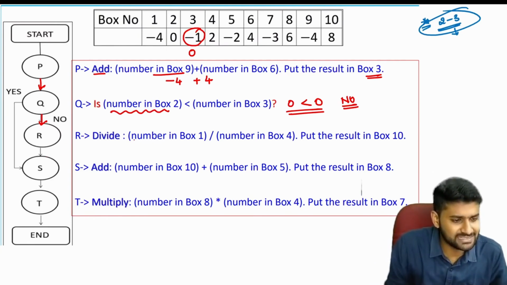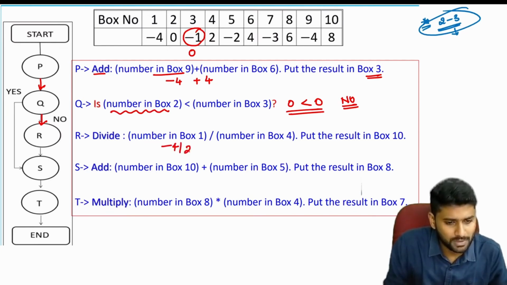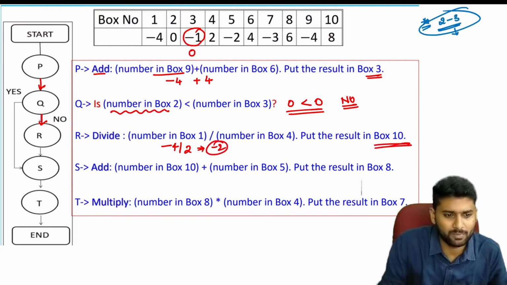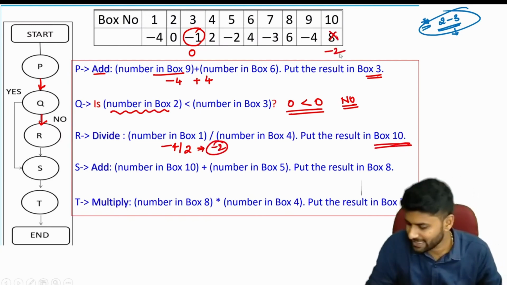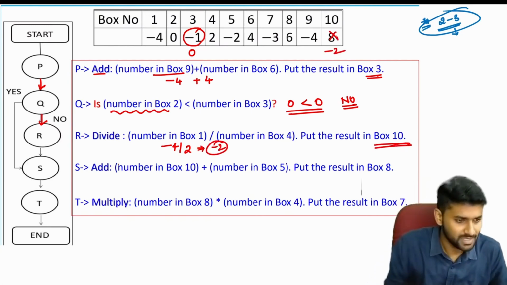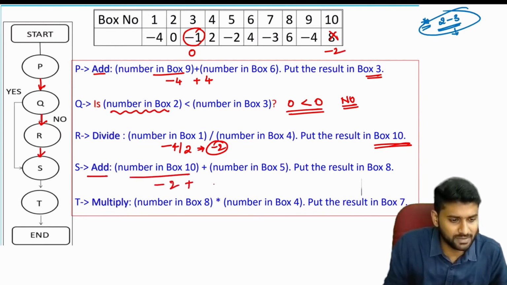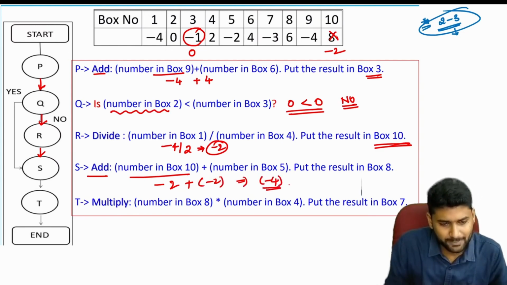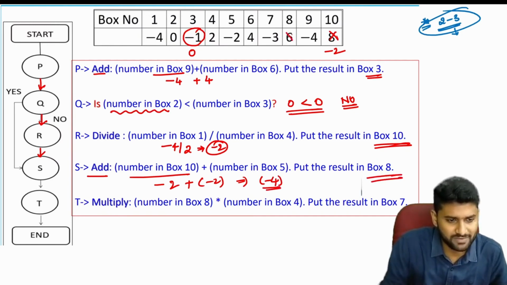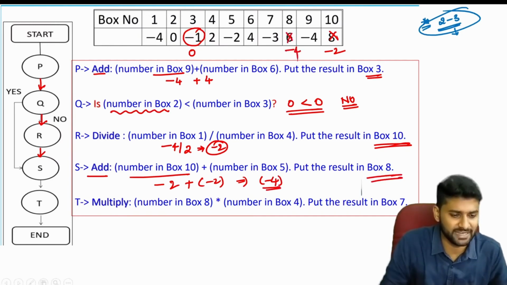Again, what R says is divide box number 1 value with box number 4. Now, what is the resultant you will get? Minus 2. That will be substituted in box number 10. After that, you can go for S. What S says is take box number 10 value and box number 5 value. Whatever the resultant, that should be replaced in box number 8.